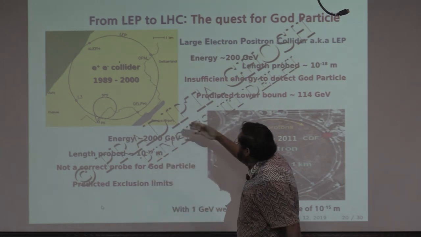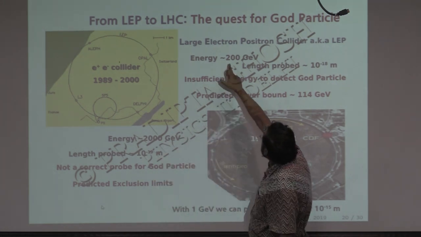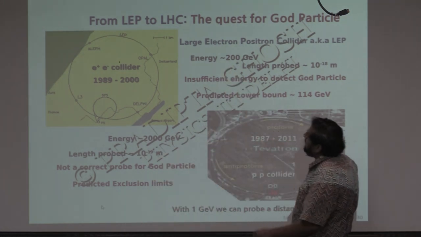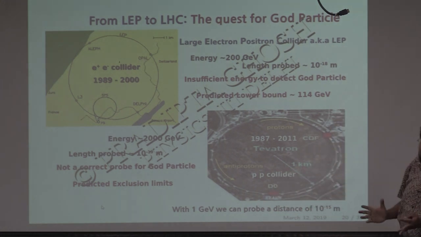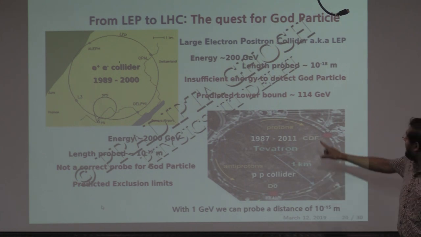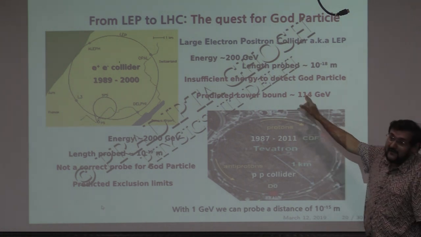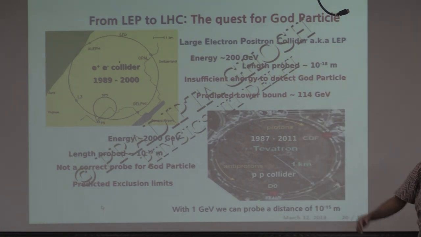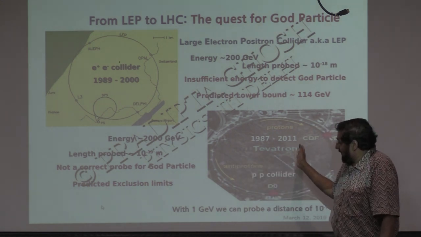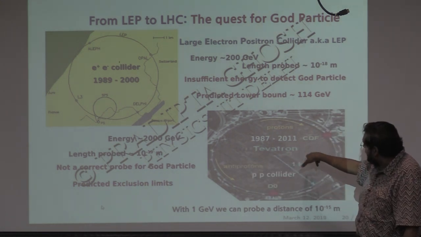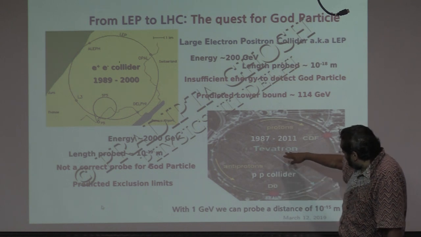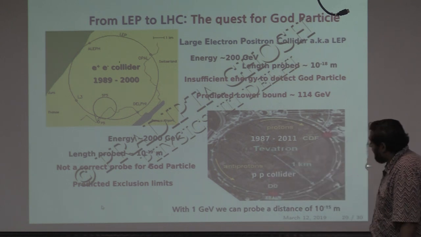Of course, the energy was really low, around 200 GeV, so it was not possible for them to detect the Higgs particle. However, the negative result, very fast, was one thing: it gave us word that it cannot go below that. And finally, we discovered it at the LHC. And in between, there was also another collider called Megatron, which was a proton anti-proton collider.